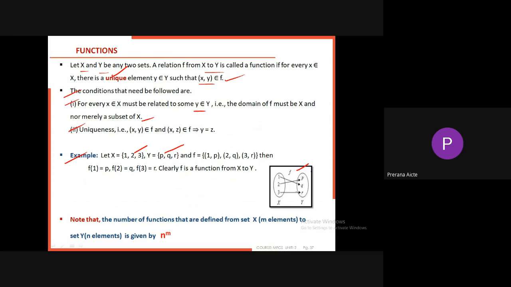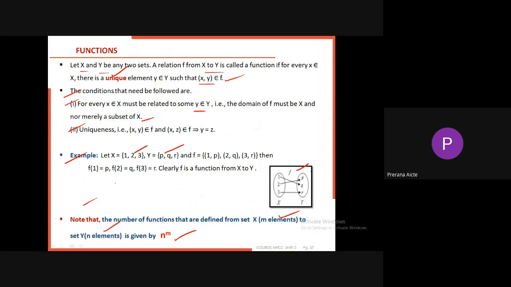That means every element is mapped with a unique element in the set Y. Now it is going to be treated as a function. Now here this is the important point. How many functions are possible from set X to set Y? If set X contains m elements and set Y contains n elements, it is given by n to the power of m.